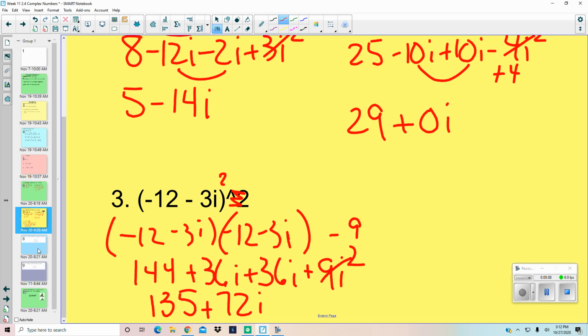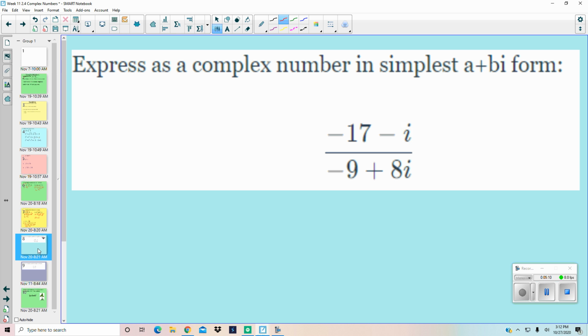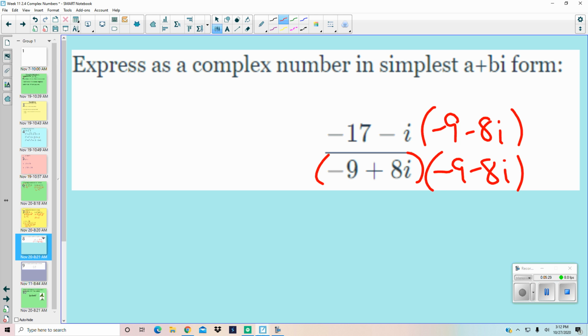Then we're going to move on to division. And division is just a little trickier because you have to get rid of i in the denominator. And the only way to do that is to multiply by the conjugate of the denominator. So if I have negative 9 plus 8i, this is going to be negative 9 minus 8i for the conjugate. So I have to do that on the top and the bottom as to not change the value. So I'm multiplying essentially by 1. So then I have to FOIL the top and the bottom.